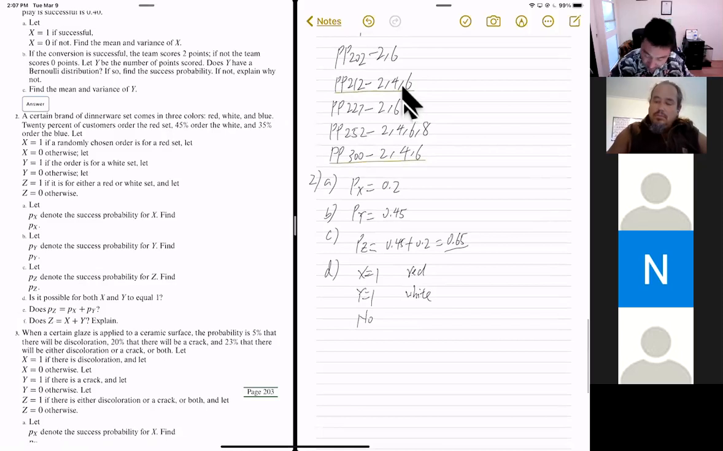And we also see, because the color can either be red or white or blue. Okay, so there's no intersection between x and y. So that means the intersection of x and y equals 0. Okay, so that means x and y are mutually exclusive.